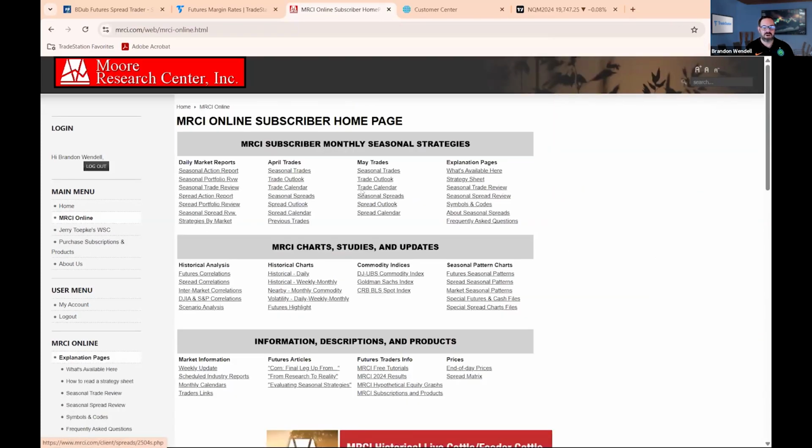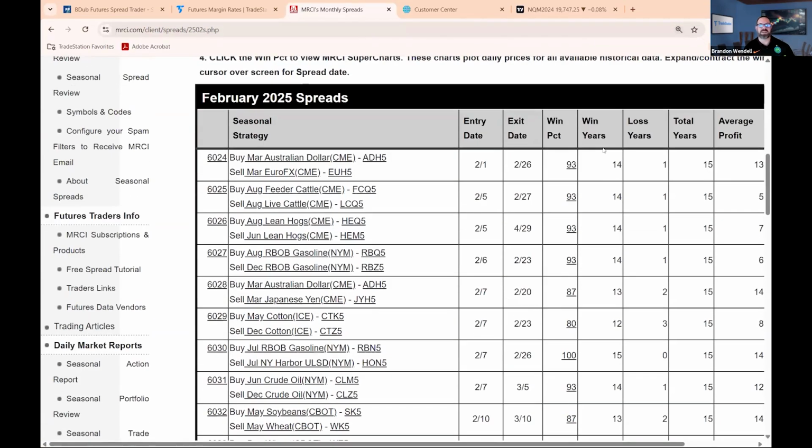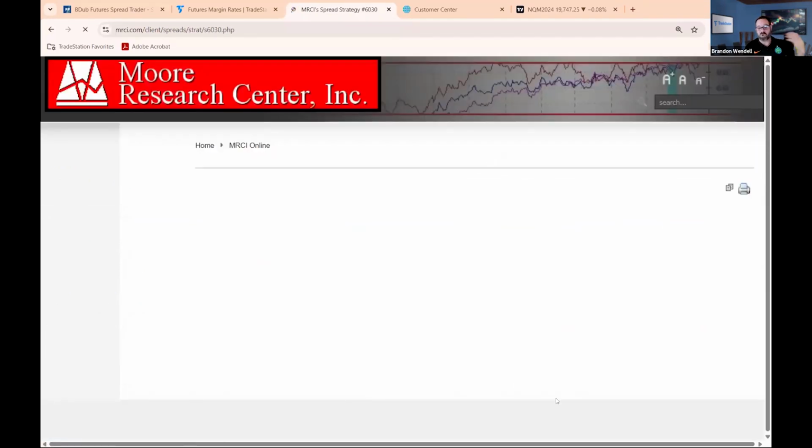Anyway, here we go. I'm not going to show you the current ones, but if I go to previous trades, February seasonal spreads, you can see that they find these high probability spreads. Some of these are 100% winners over the last 15 years. Crude oil versus heating oil, or lean hogs versus lean hogs, 93% winners over the last 15 years. Now, be careful. Just because it says it's 100% winner doesn't mean it's going to win all the time.